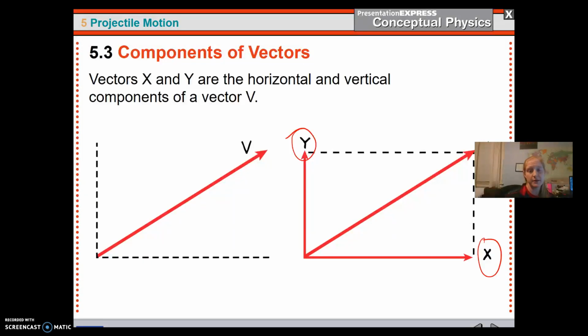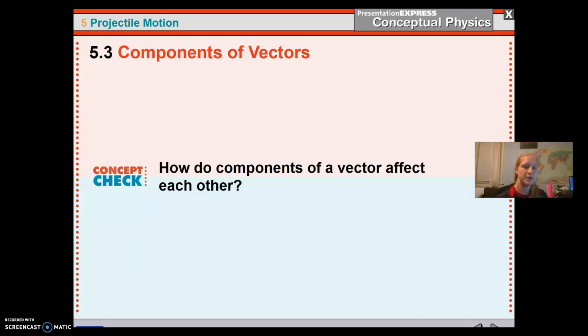We talked about this. We tested the x-axis when we did the fan cart and the buggy, and we tested the y-axis when we did the free fall of the ball drop. If you did not end up switching to the y-axis in your lab, you got some really funky data, so we'll reflect on that. So components of vectors, how do they affect each other? They don't. They're independent. That's the key.